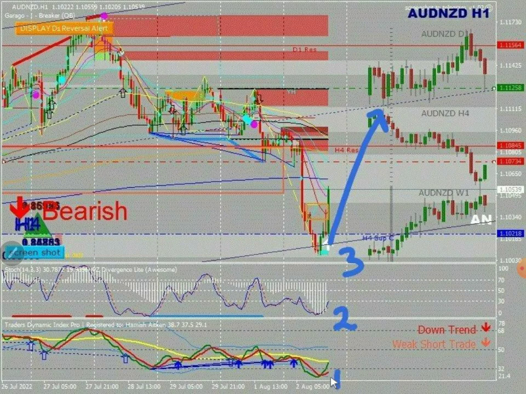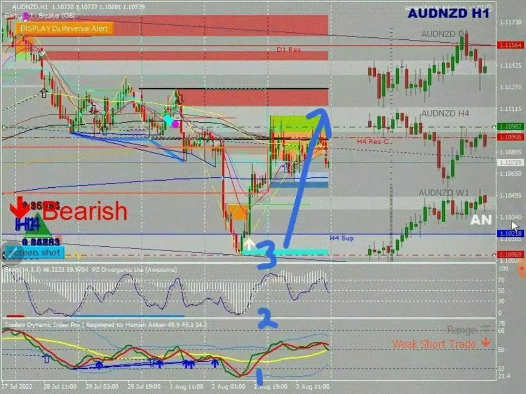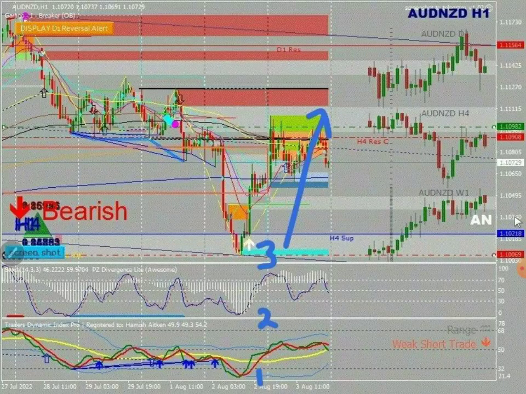So number one, TDI shark fin. Number two, oversold. Number three, price below yesterday and at the same time at the point of interest. So let's see what happened. You can see it moved in our favor. So let's look for another one.